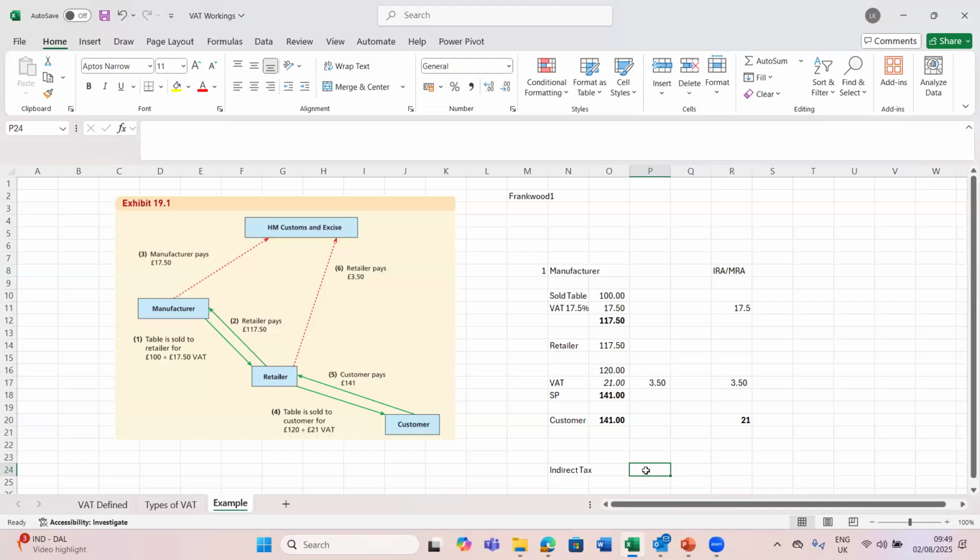But when the retailer is selling that item to me, I'll just say, oh, he's selling it at 141 pounds. Okay, this 141 pounds includes the VAT. So I'm unknowingly paying the value added tax. So it is the indirect tax because it is not being paid directly by the consumer. I'm not directly paying the tax. It is the retailer and the manufacturers who are paying these taxes on my behalf.